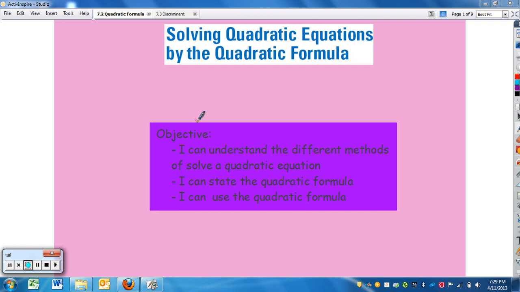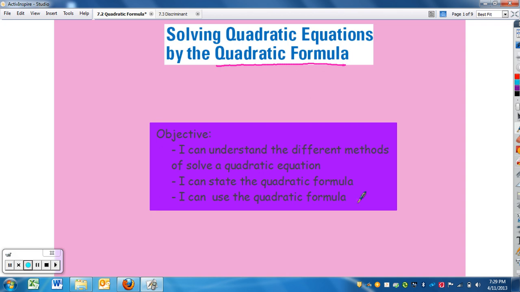In the second video, we're going to learn how to solve quadratic equations. All quadratic equations we'll be able to solve after today using something called the quadratic formula. So your objective is that you can understand the different methods of how to solve a quadratic equation, you can state the quadratic formula, and that you're going to be able to use the quadratic formula.